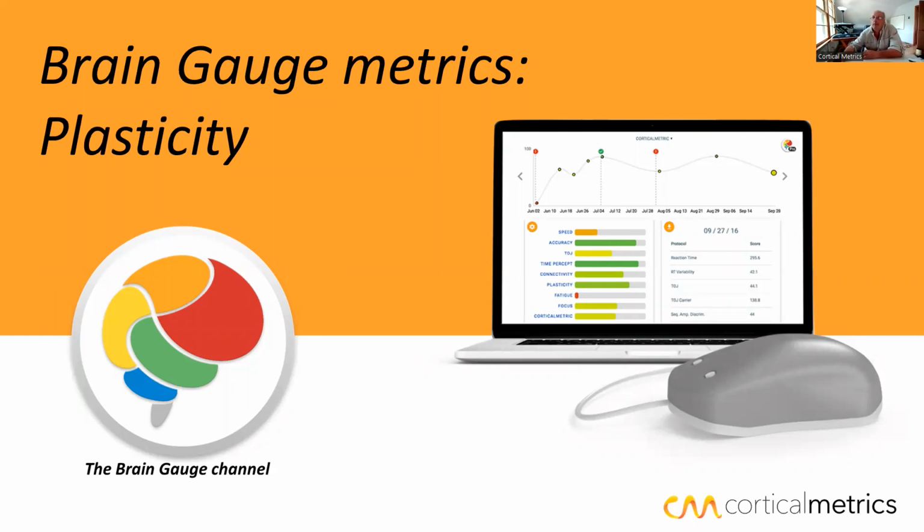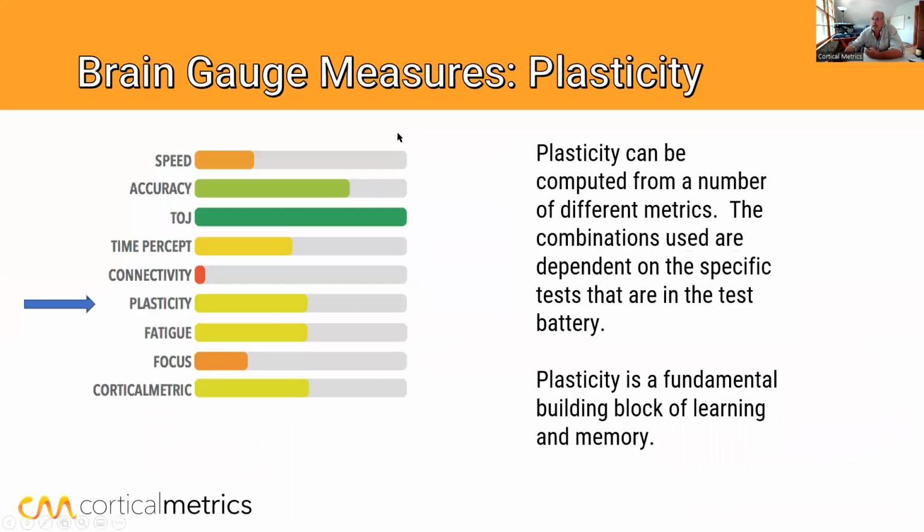This little talk is on the brain gauge metric plasticity. Plasticity is a fairly important measure because, as many people watching this know, plasticity relates to how well your brain adapts to the environment. And plasticity does happen on many different scales. It happens on millisecond, second, minute, hours, weeks, months, years. There are a lot of different time scales that it is involved in.